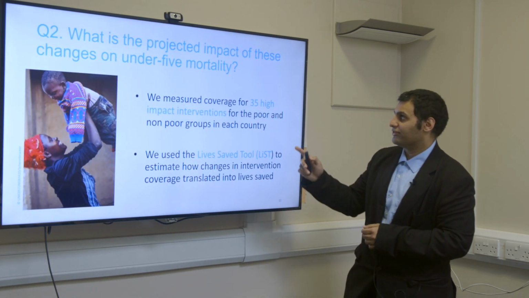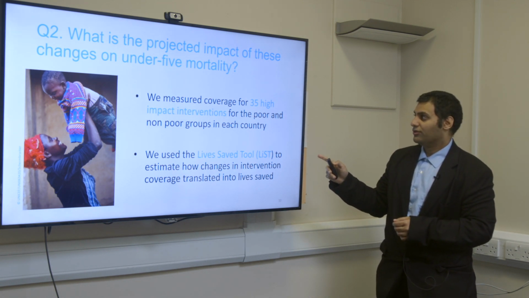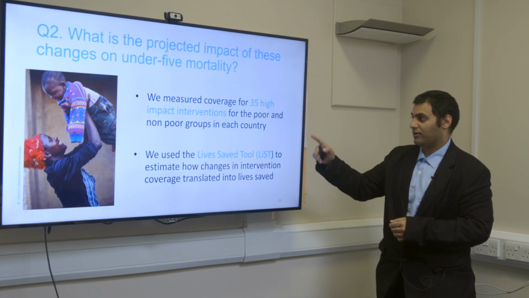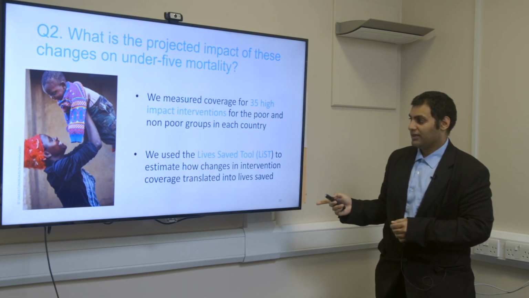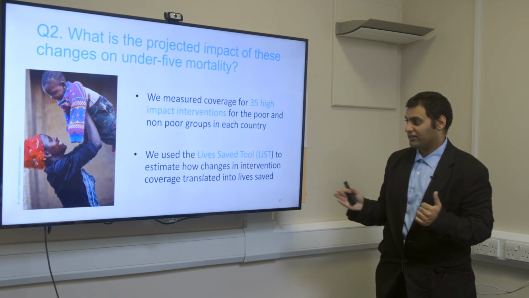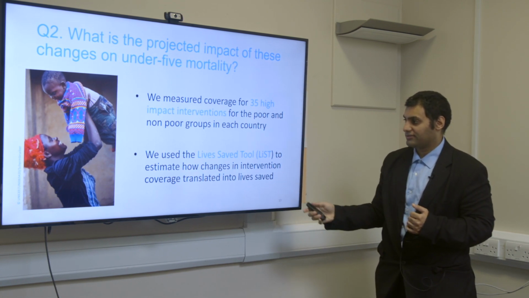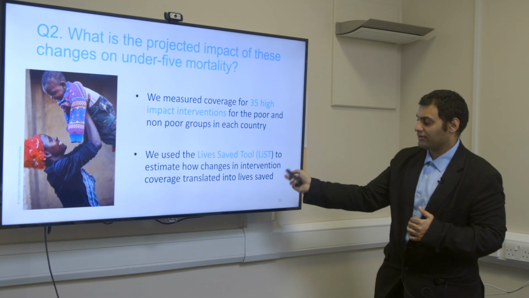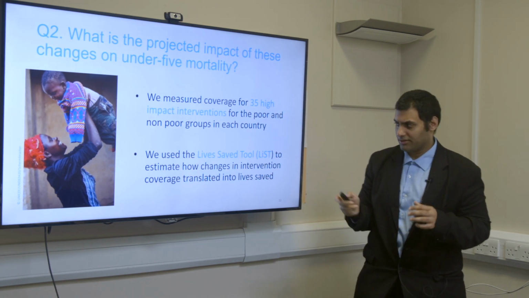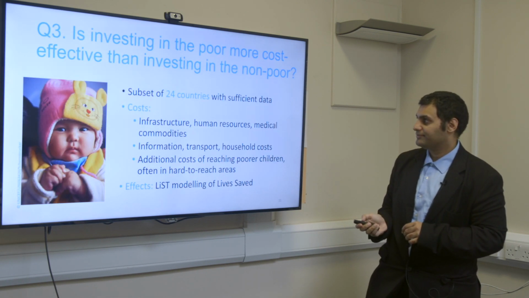So question 2 was, what is the projected impact of these changes on under 5 mortality? 35 high-impact interventions were covered for the poor and non-poor groups per country. And LiST, the Lives Saved Tool, was used to estimate how changes in intervention coverage translated into lives saved. The thing about LiST is it can only be done nationally, so that's something to keep in mind. This was a national analysis, not a subnational analysis.